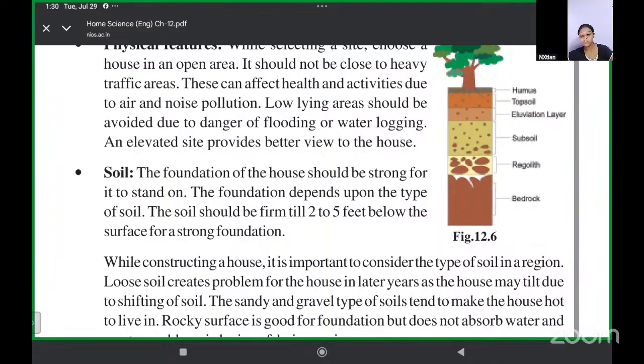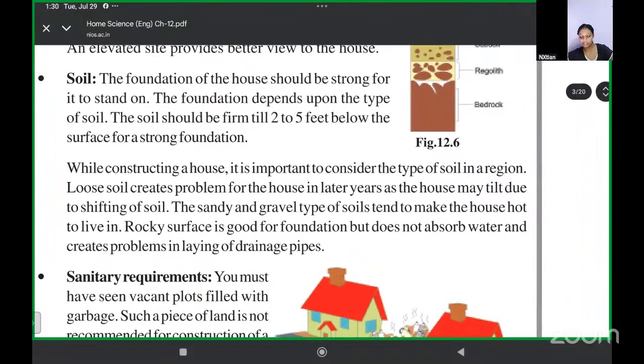The foundation also depends upon the type of soil. The soil should be firm till 2 to 5 feet below the surface for a strong foundation. While constructing a house, it is important to consider the type of soil in a region because loose soil creates a problem for the house in later years, because the house may tilt due to shifting of soil if the soil is loose.